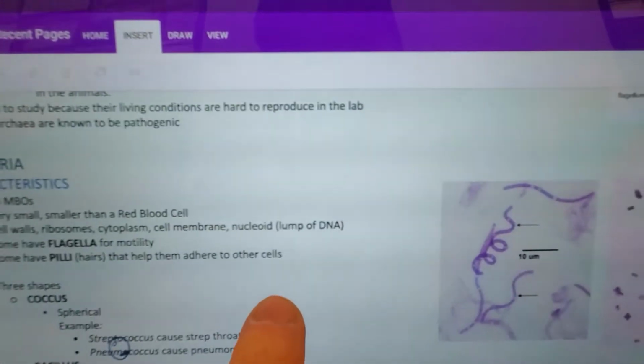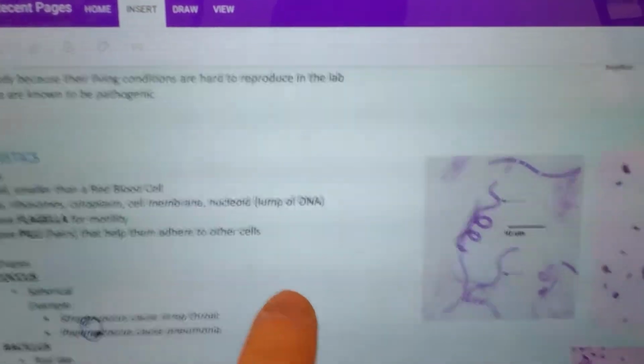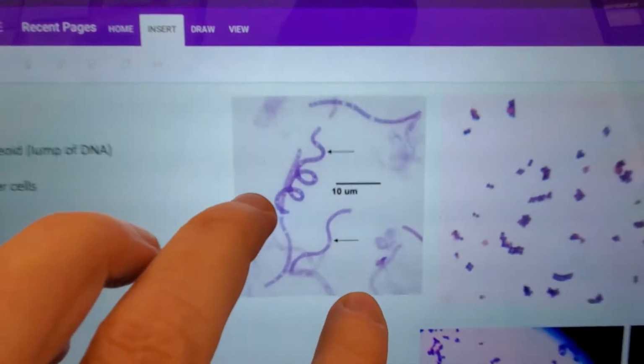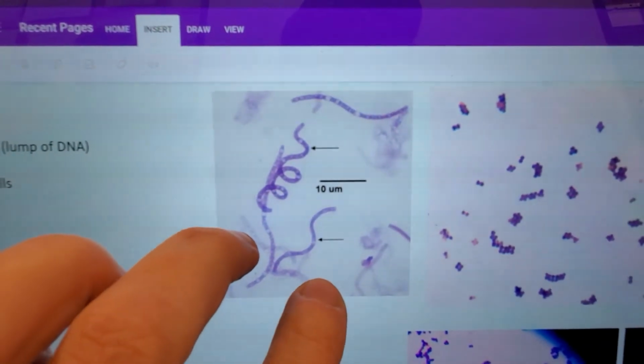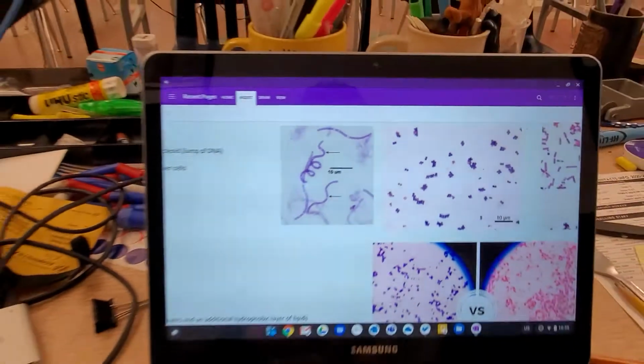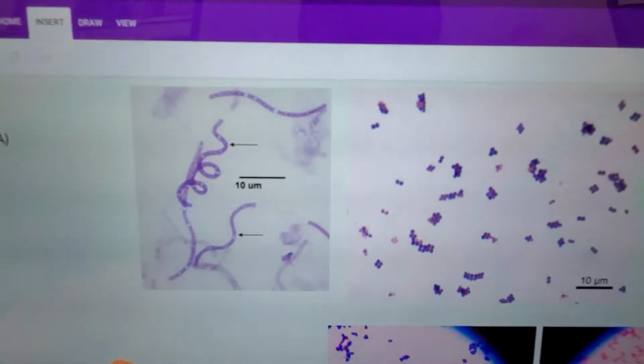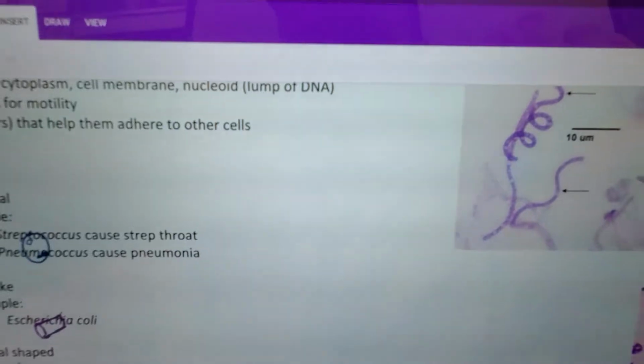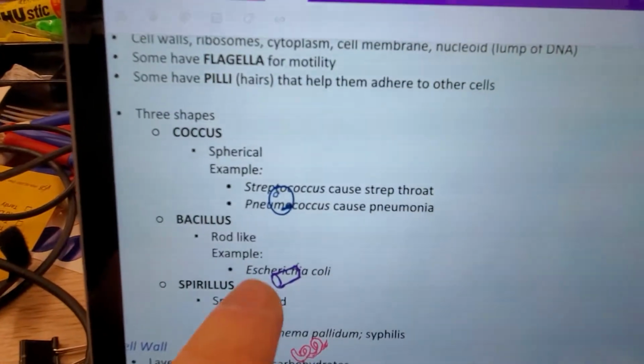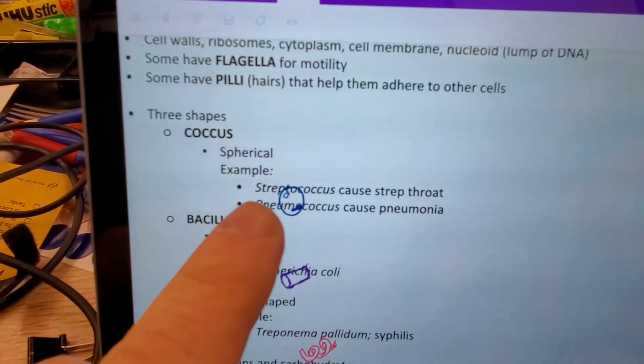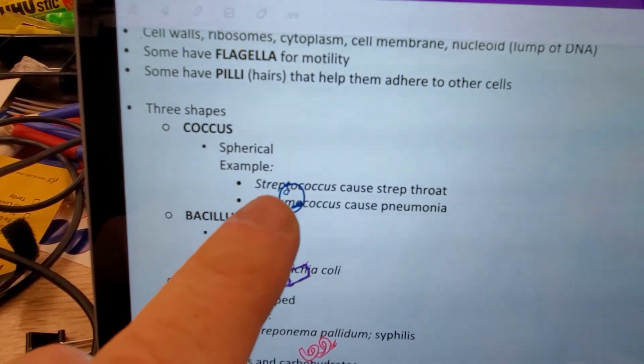And there is spirillus. Spirillus, they look like spirals. There they are under a microscope. They look like spirals. And depending on the species, they will have these different shapes. So there's some examples here.